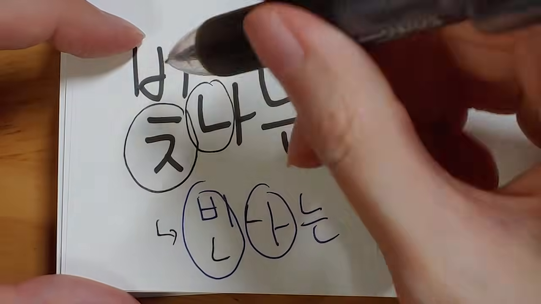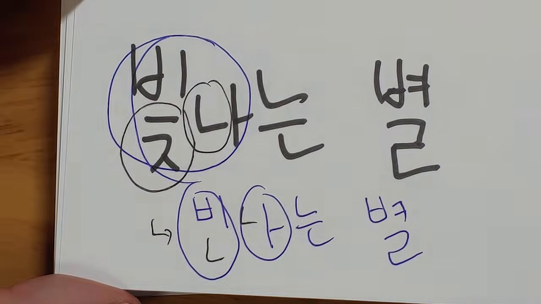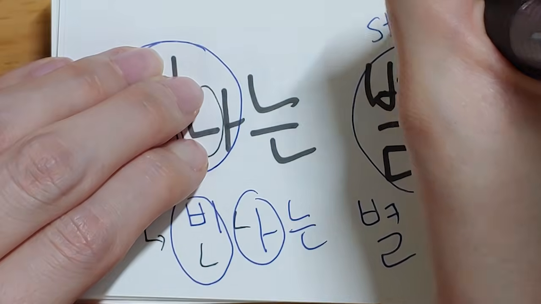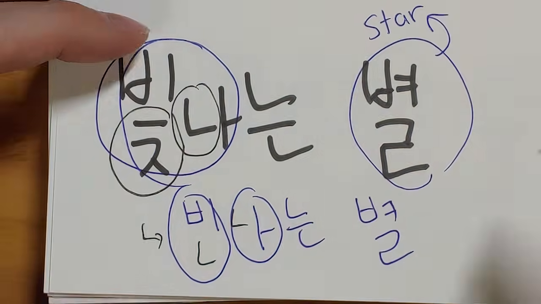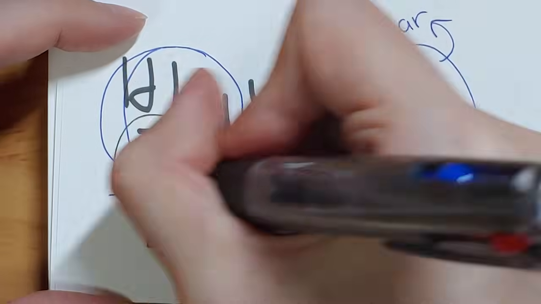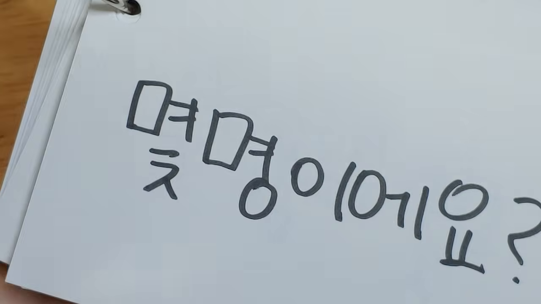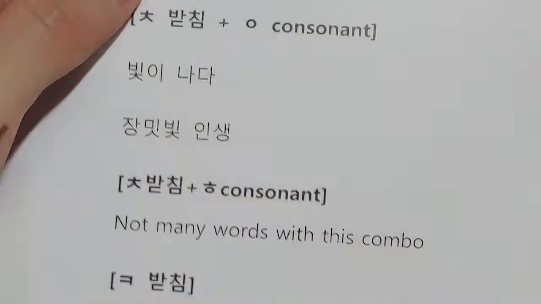I'm not sure if you guys remember what 빛나다 means, but we learned this, right? It means to shine, and 별 means a star. So it literally means a star that's shiny. So it means the shiny star. 빛나는 별. Moving on to 치읓 받침 when it's combined with 니음 consonant.